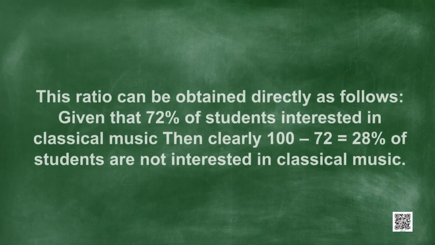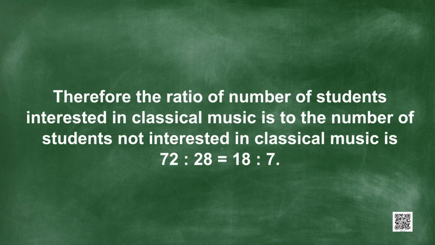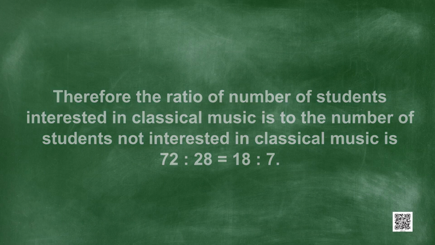Students, we can also find this ratio in a direct way. Given that 72% of the students are interested in classical music, then clearly 100 minus 72, which is equal to 28%, of the students are not interested in classical music. Therefore, the ratio of the number of students interested in classical music to the number of students not interested in classical music is 72:28, which is nothing but 72 divided by 28. Upon simplification, we get 18 by 7, that is equal to 18:7.